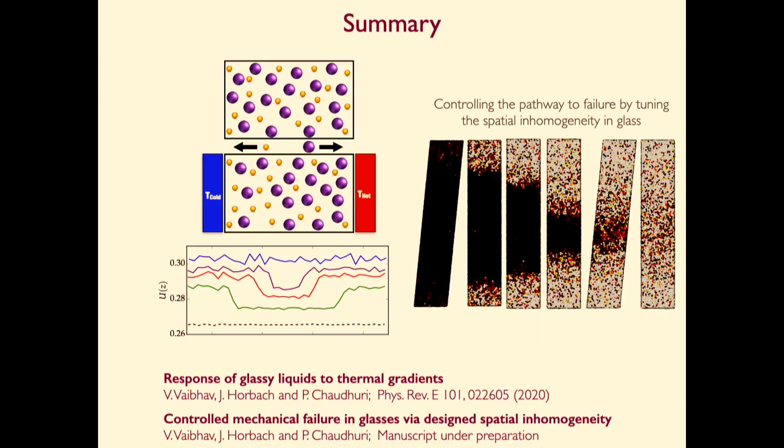So now I will finish: we have been able to create inhomogeneous glasses by applying a temperature gradient, and also by doing this inhomogeneous annealing protocol, and we have been able to control the formation of shear bands by doing such protocols, and we hope to submit this paper soon. Thanks a lot for your kind attention.